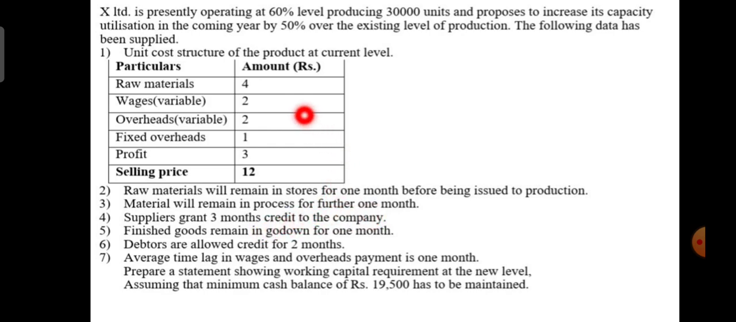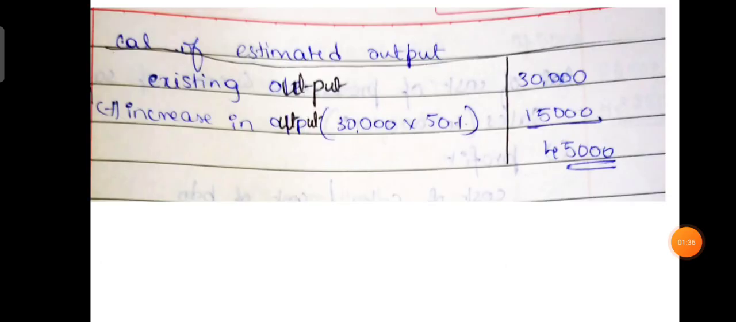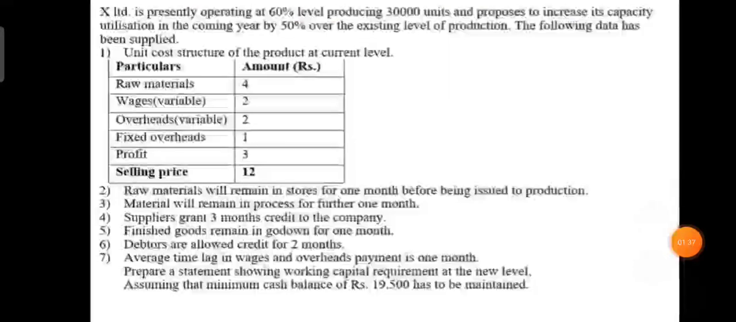Work in progress includes raw materials 100%, wages and overheads are 50%. Then suppliers grant 3-month credit to the company. That means creditors given 3 months credit. Finished goods remain in godown for 1 month.